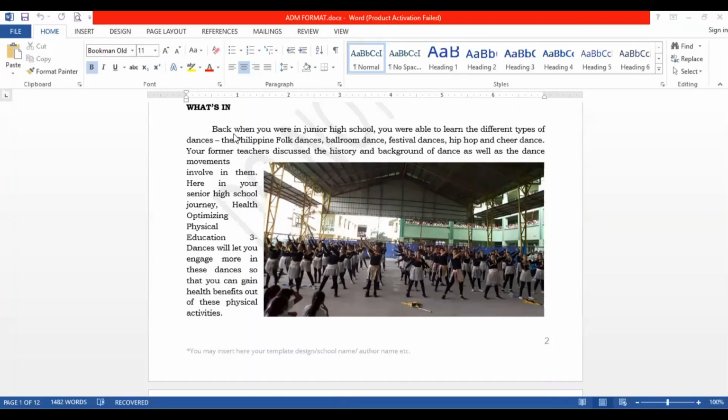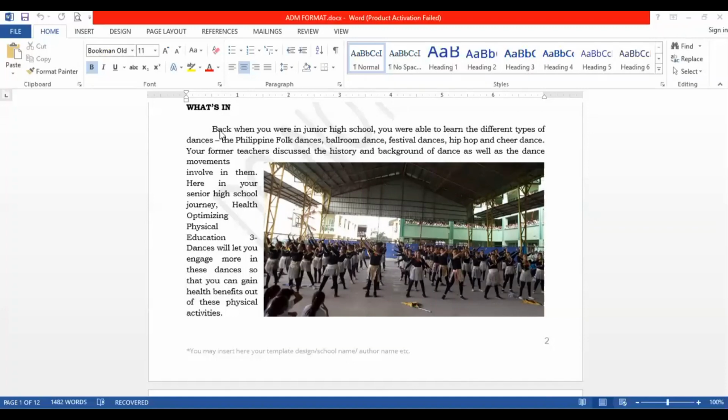Now, ang what's in, look at how I crafted the what's in section. Remember, what's in is a review. Pero since module 1 ito, wala tayong paghuhugutan na lesson, kundi yung karanasan nila nung sila ay nasa junior high school. Since this module is about senior high school, and this is the first module for PE, doon ako humugot sa mga karanasan nila nung sila ay junior high school.